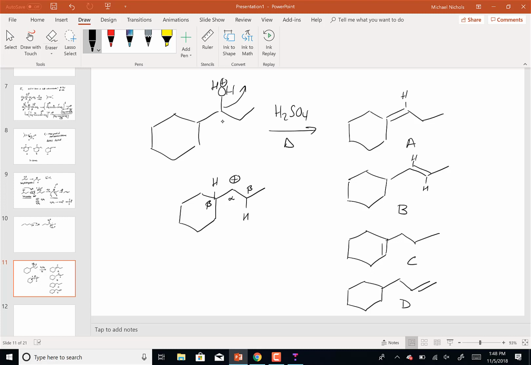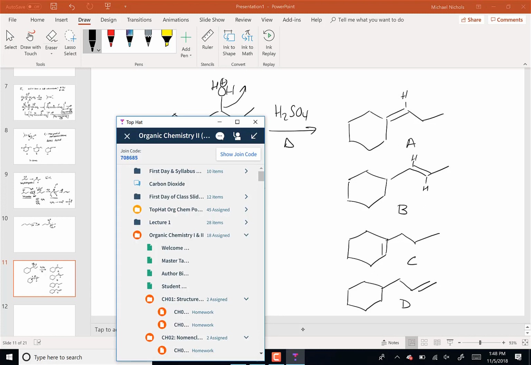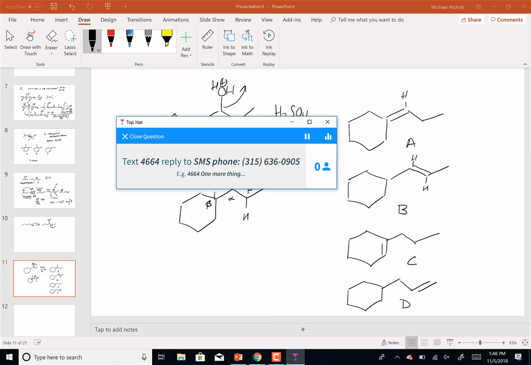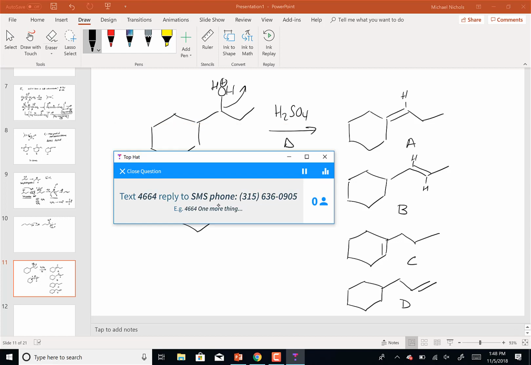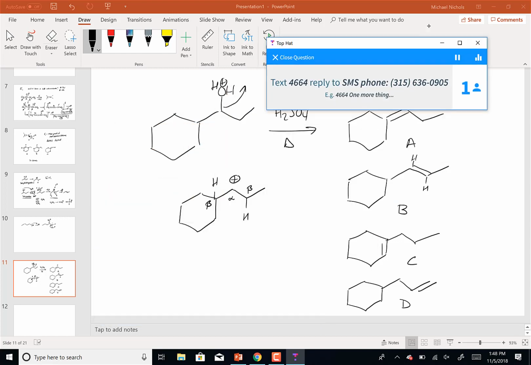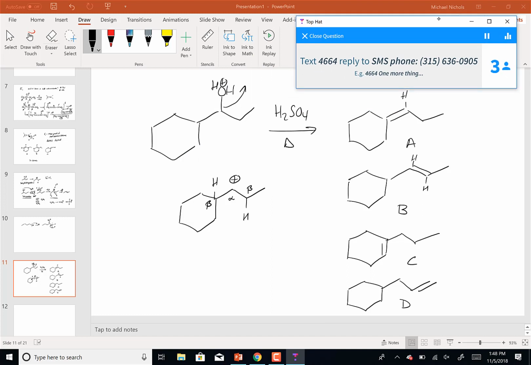Next question, rearrangement. So what would be the product or products if you had a carbocation rearrangement occur?